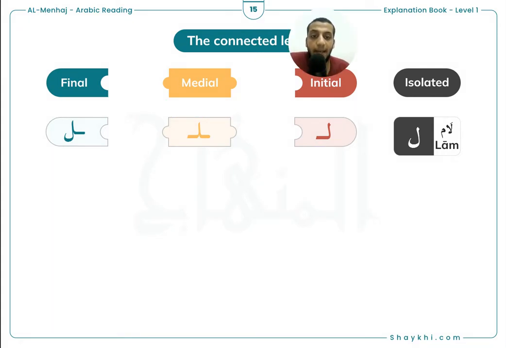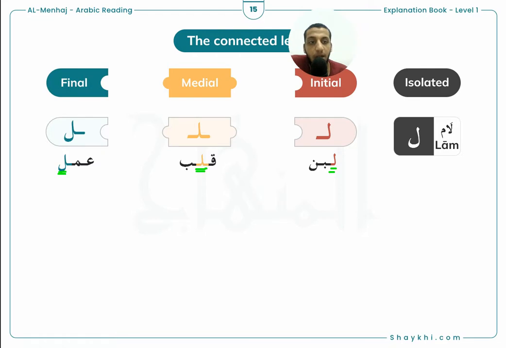So this is the example of the initial form, Laban. As you can see, this is the initial form of the letter Lam. And next we have the middle form, Qalb. As you can see, this is the middle form of the letter Lam. And finally we have the final form, as you can see, Amal.